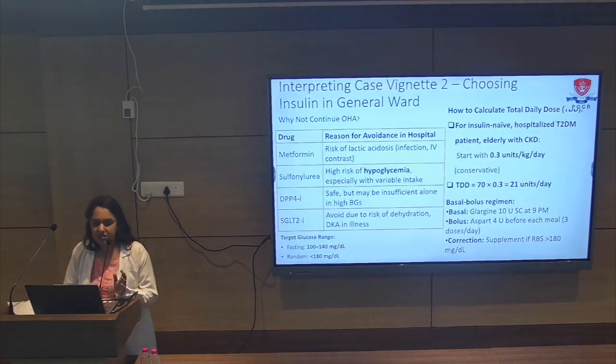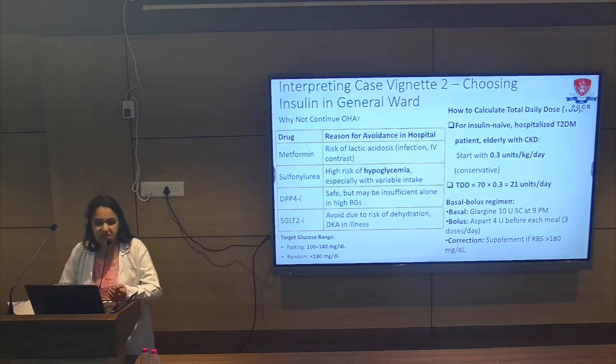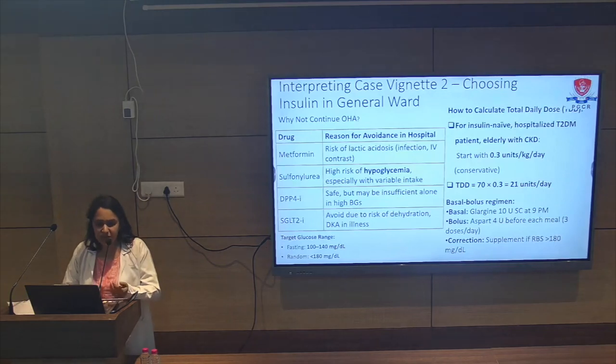We divide the total daily dose: 50% is given as basal and the rest 50% is divided into 3 parts, with each part given as bolus before each meal.